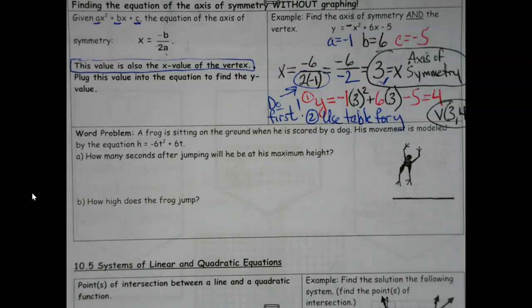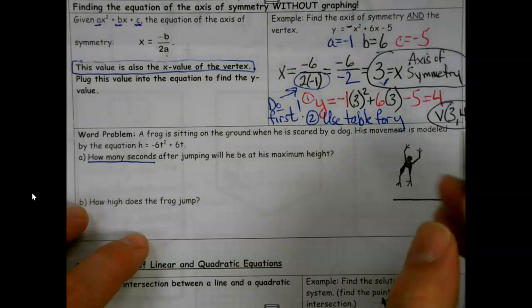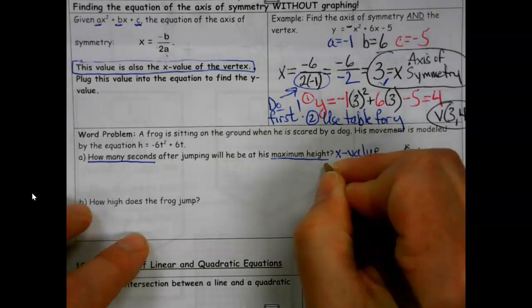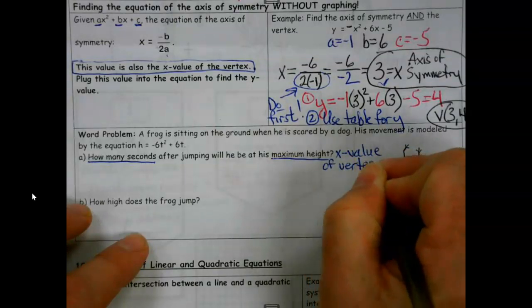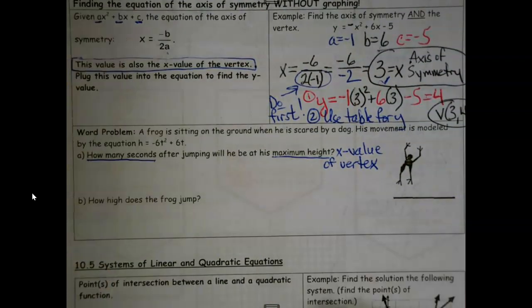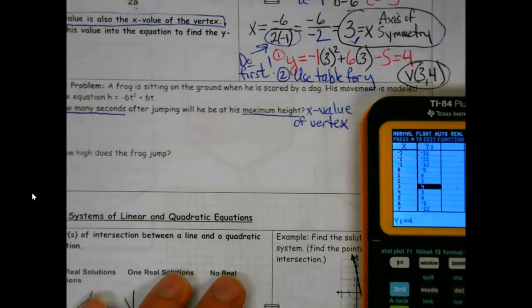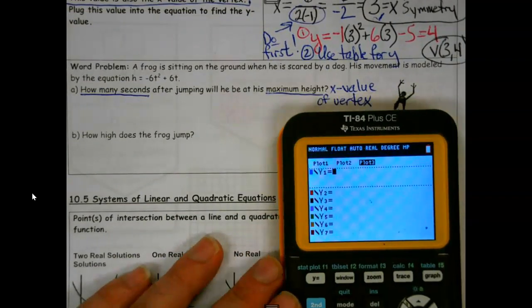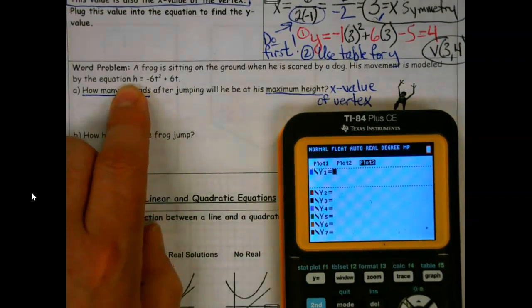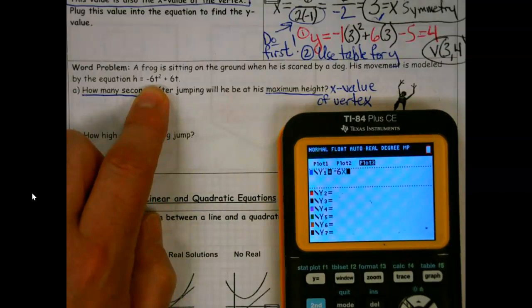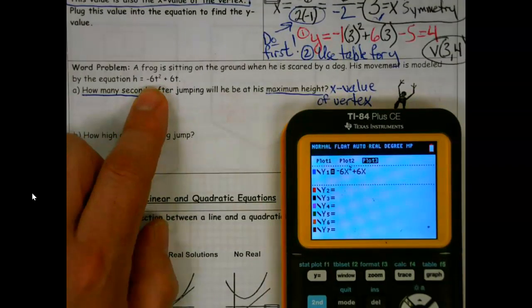Okay, so here's the thing. Whenever we talk about time, we're going to be looking for the x value. And when it says maximum, that's going to be at the vertex. So let's play here. Back to y equals, we'll clear things out. I know that says h equals, but y equals works for this. And I'm going to just use x for the t's. So I get those typed in.